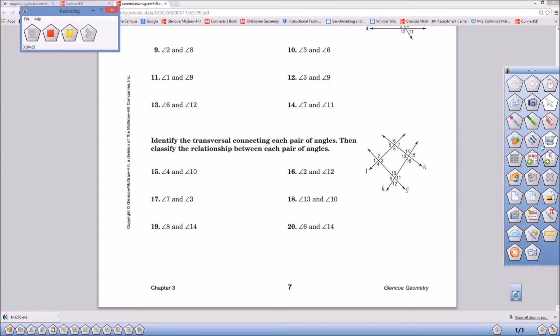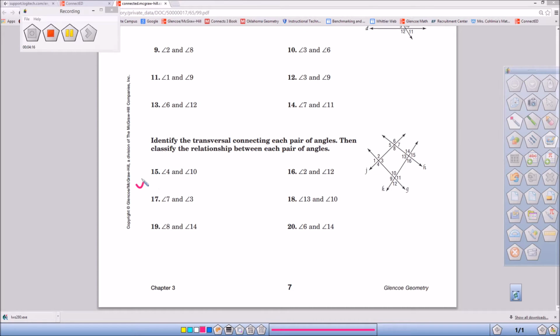Okay, this last part in here, we're going to identify the transversal connecting the pairs. This is a line, and we're going to classify a relationship between the pairs. So angle 4 and angle 10, the transversal is line G, and they are alternate interior angles. Angle 2 and 12 is also line G, and those are going to be alternate exterior.